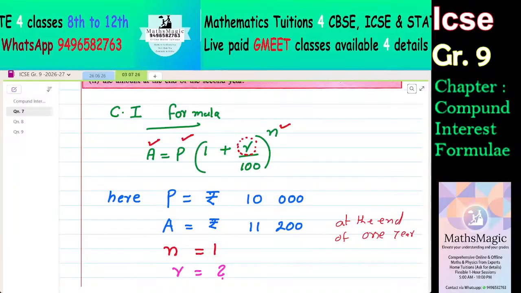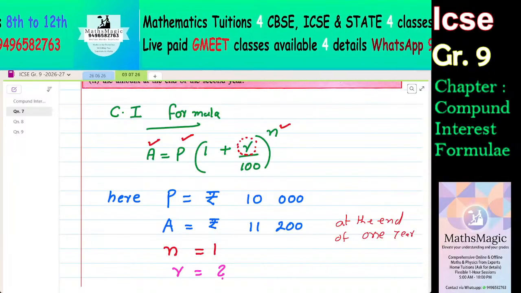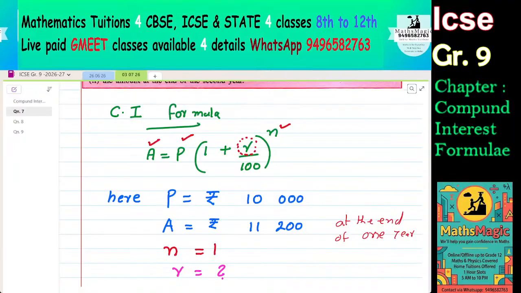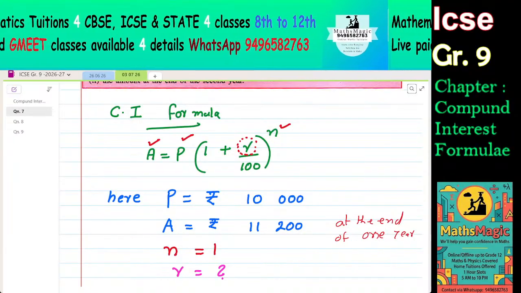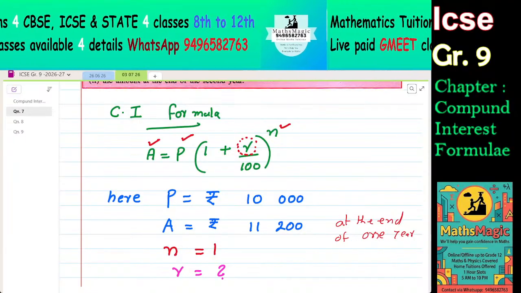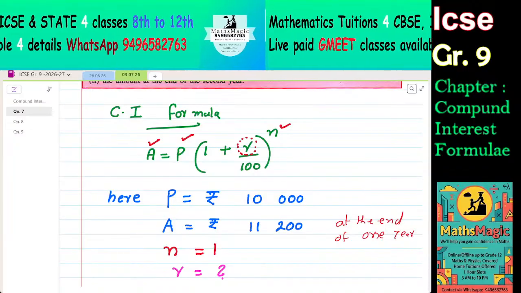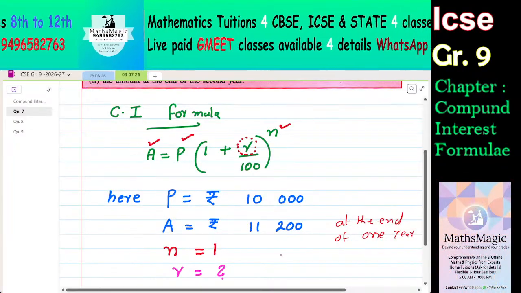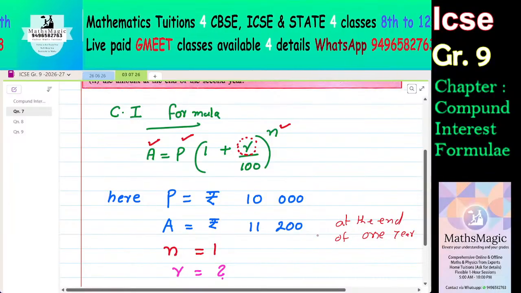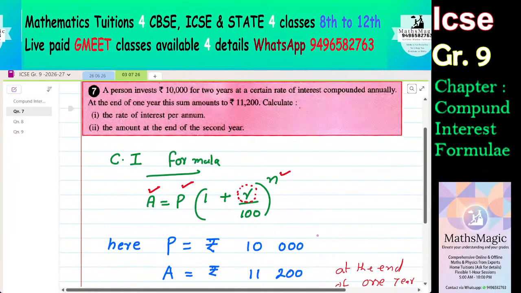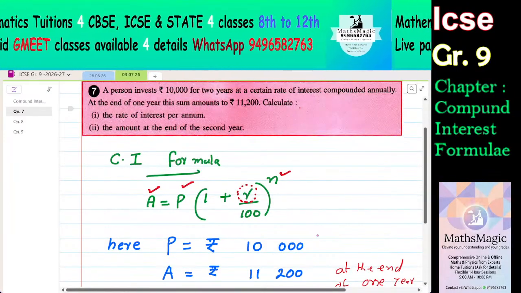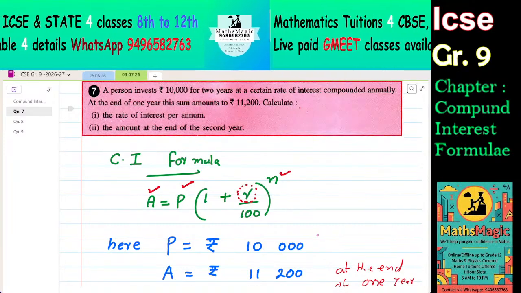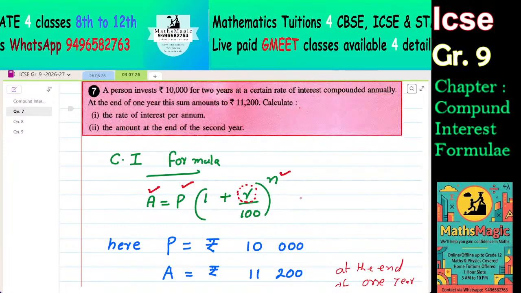Okay, very good, everyone. All of you have completed, and I think only one or two small mistakes. For those who have little mistakes, I will solve it. Now you have the value of R. Then you use the formula to find the amount at the end of second year. And many of you have completed that part as well.